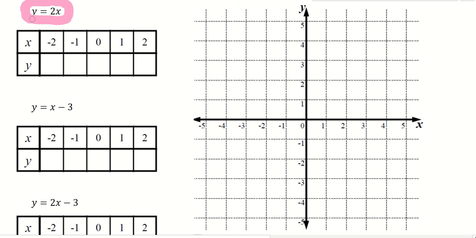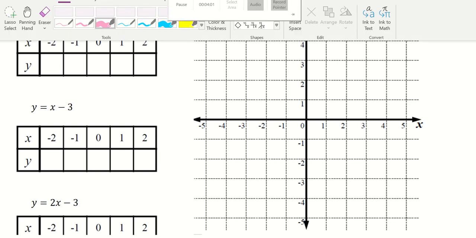Y equals 2x, there's our rule. So y is equal to 2 times x. Whatever x is, we're going to times it by 2, and that will give us our y. Okay, so I just need something smaller to write with here.